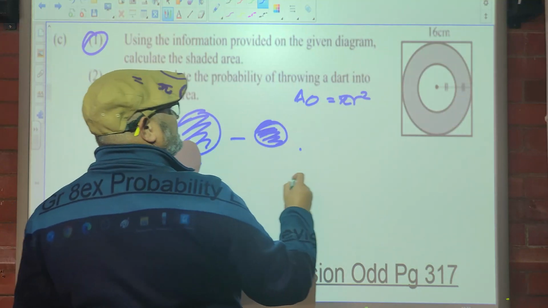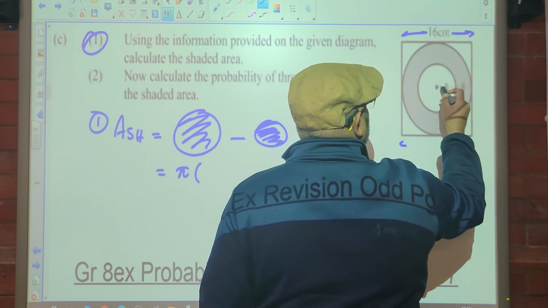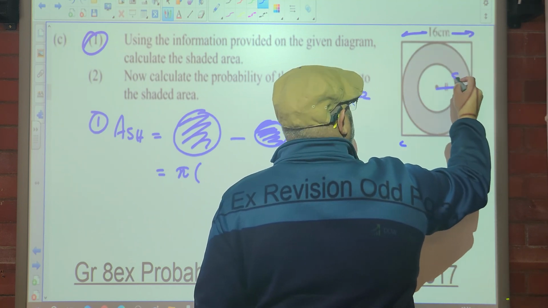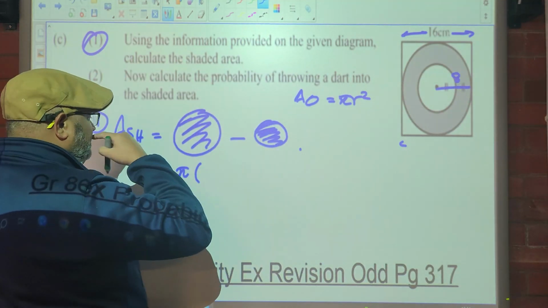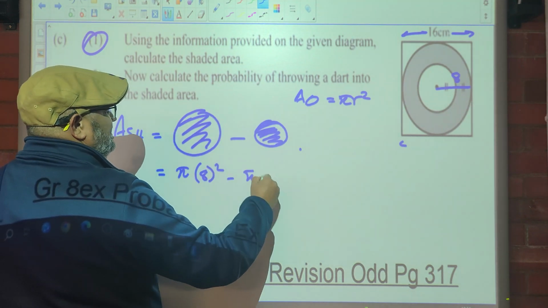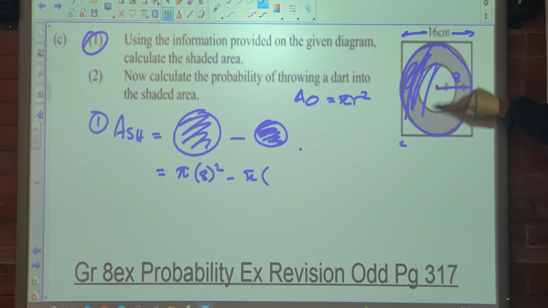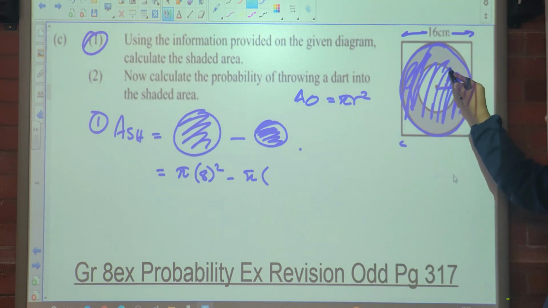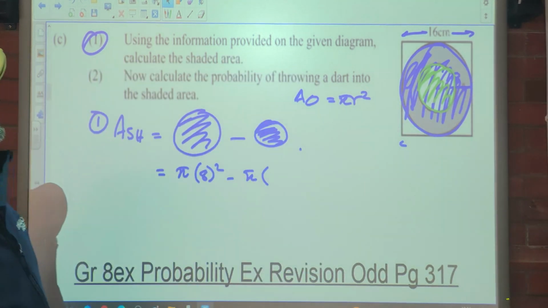So it will be pi times, now I need the radius. People, what's this length here? 16. So from there to there is going to be 8. So the outer circle has a radius of 8. Can you see that? It's going to be 8 squared. Minus the area of the inner circle. So if I had to work out the area of the outer circle, then all of this will be calculated. But once I cut out the area of this here, then I'm left with the area of the shaded region. Can you see that? Okay.